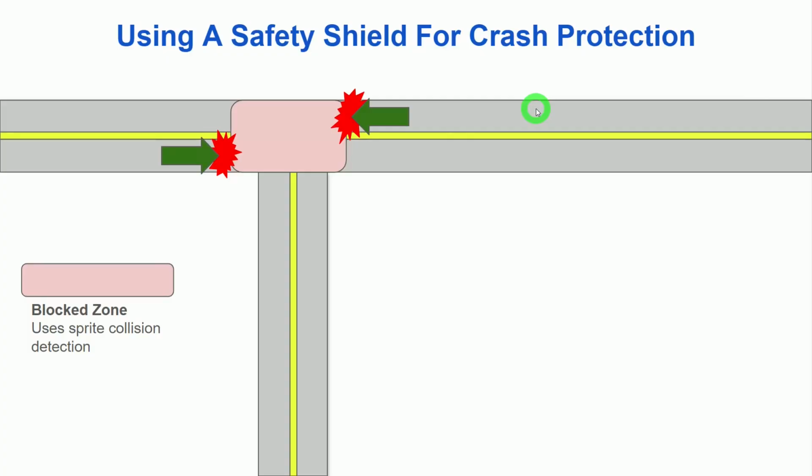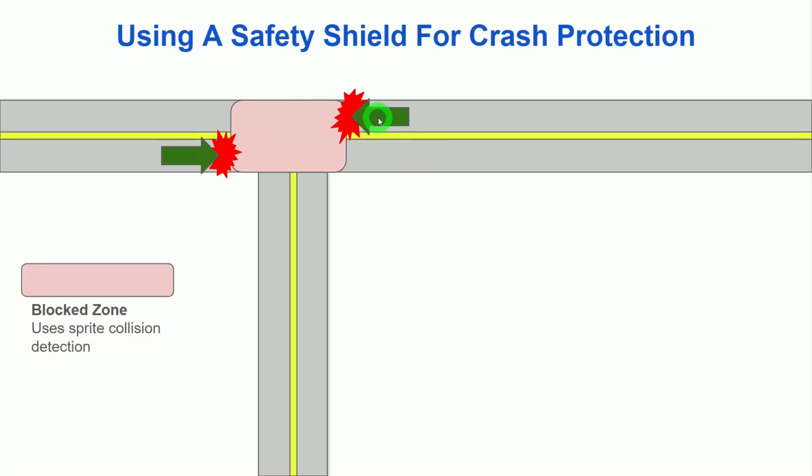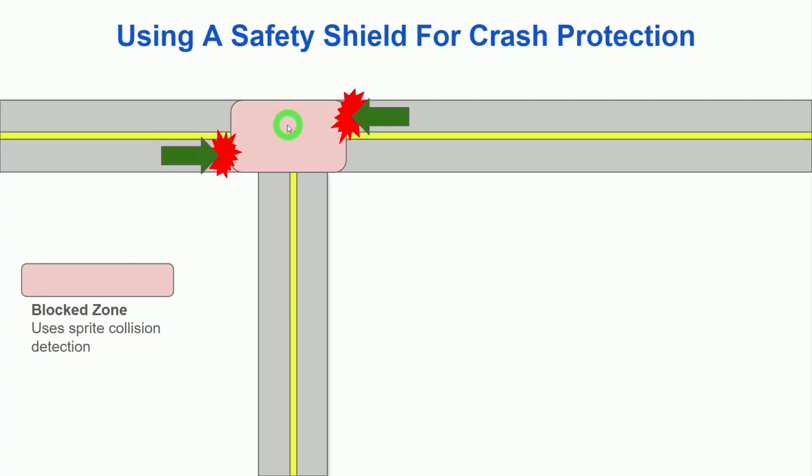In this graphic image, I'm showing you what I'm calling using a safety shield for crash protection. This green arrow and this green arrow represent two zoomies. The red thing is the zoomie crashing into this pink blob, which I'm calling the blocked zone, and it's actually a sprite, and we're going to use that sprite with its collision detection capability. The sprite for this doesn't have to be another zoomie. It could be any size, any shape I want. So in this case, I'm literally blocking out this whole area and the zoomie can't go in there.